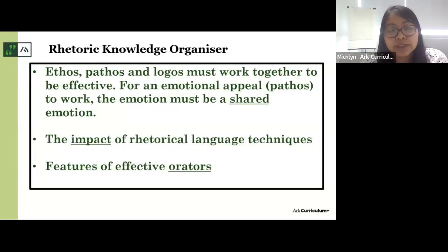How do you get your audience to share that emotion? It's not just trying to write a sentence that evokes emotion. How do you get a shared emotion? And secondly, rather than just a list of rhetorical language techniques, so not just AFOREST, really thinking about the impact of those language techniques, or the features of effective orators. So we really think that's really important.